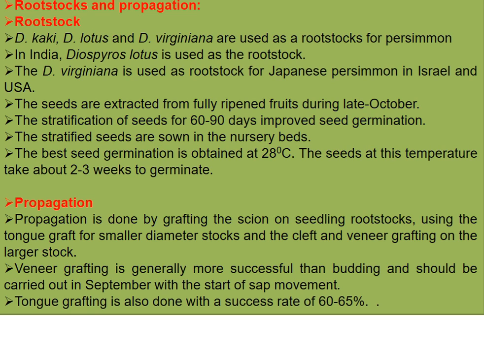The stratified seeds are grown in the nursery bed. The best seed germination is obtained at 28 degrees Celsius. The seeds at this temperature take about 2 to 3 weeks to germinate.